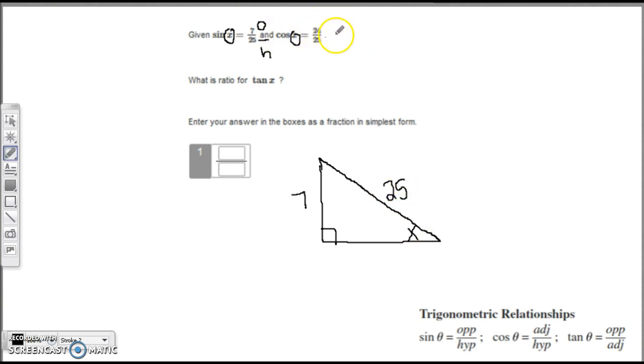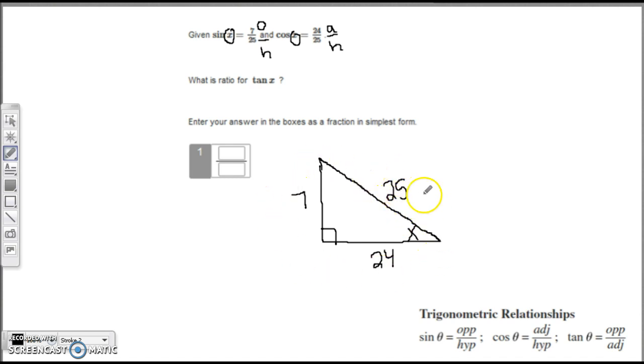I'm going to do the same thing for cosine. Cosine means adjacent over hypotenuse, and I'm getting these formulas straight from my formula sheet. From my reference angle x, the adjacent side is 24, the hypotenuse is 25, but I've already labeled that.